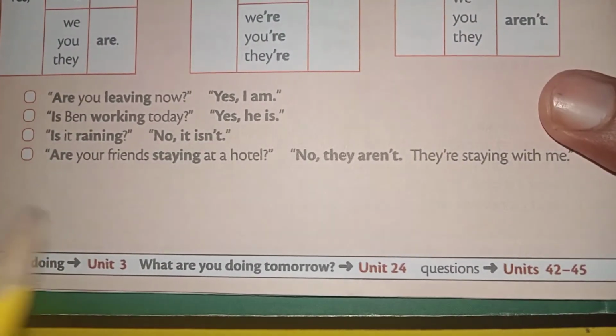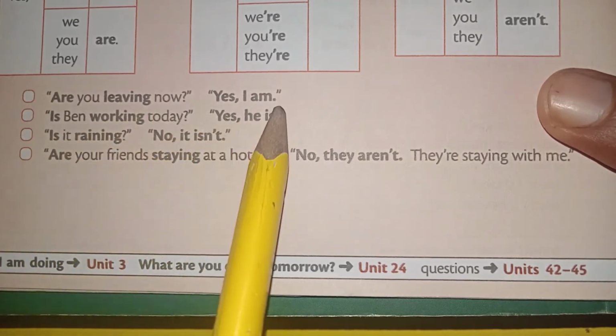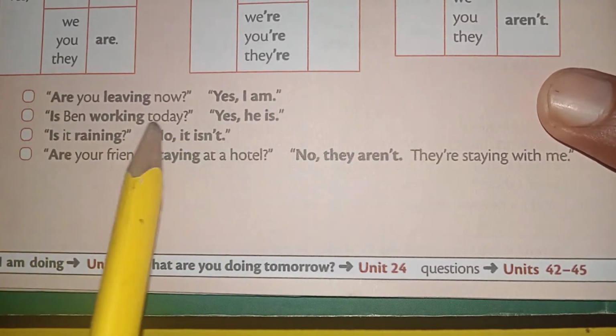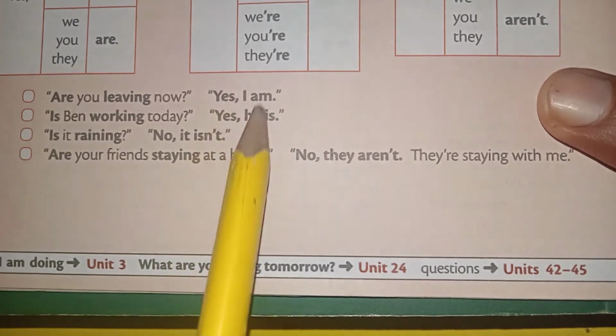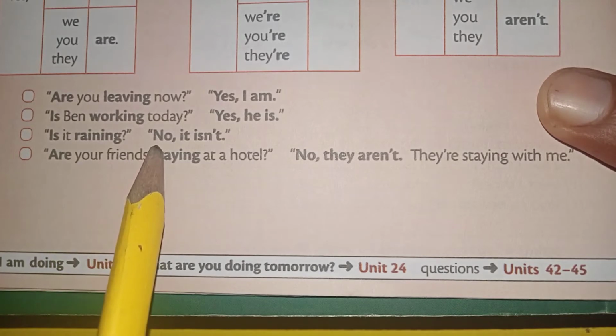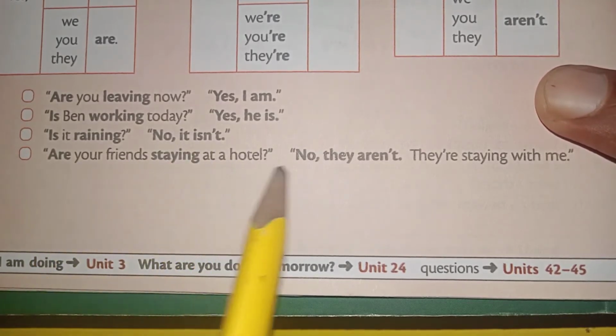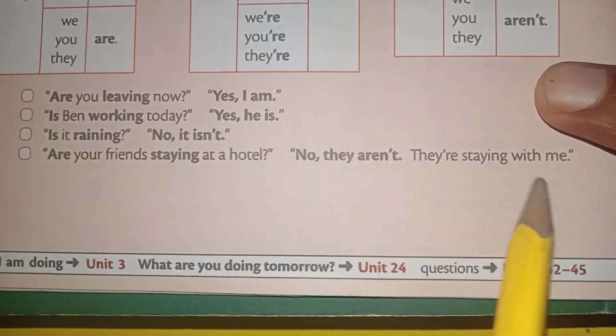Here you have a few example sentences. Are you leaving now? Yes, I am. Is Ben working today? Yes, he is. These are short answers. Is it raining? No, it isn't. Are your friends staying at a hotel? No, they aren't. They are staying with me.